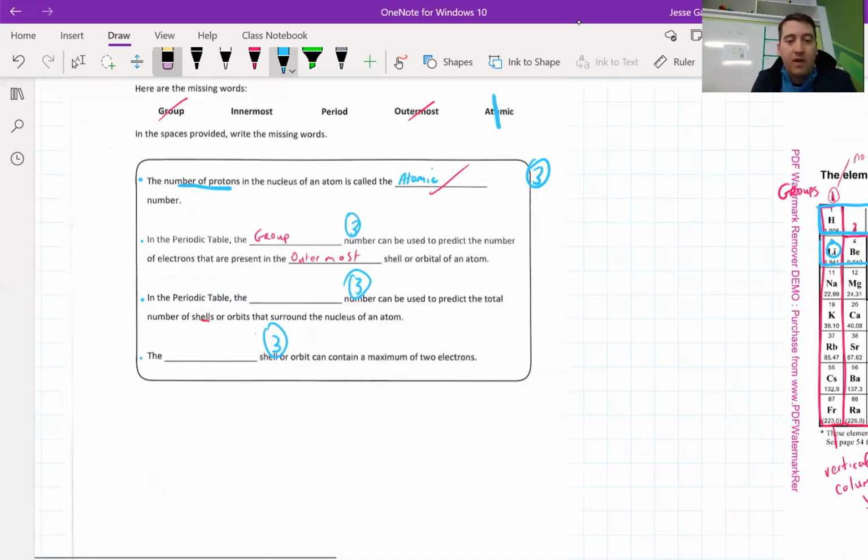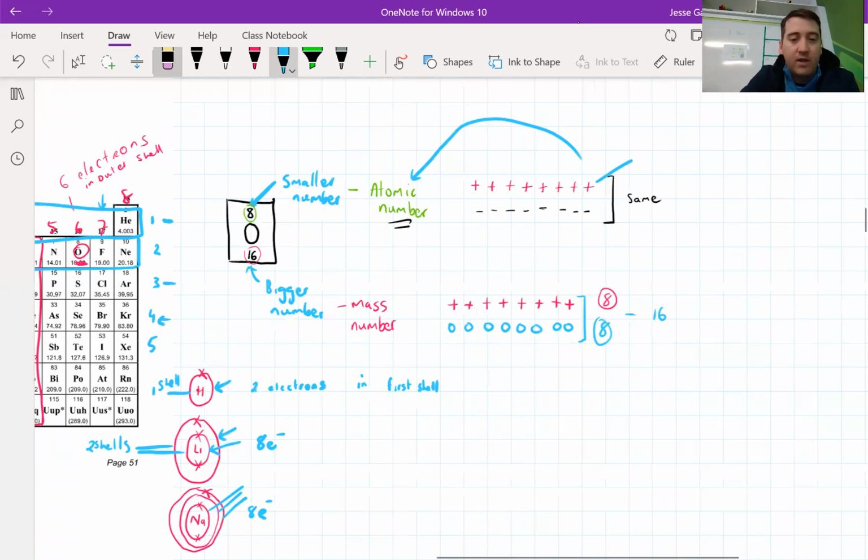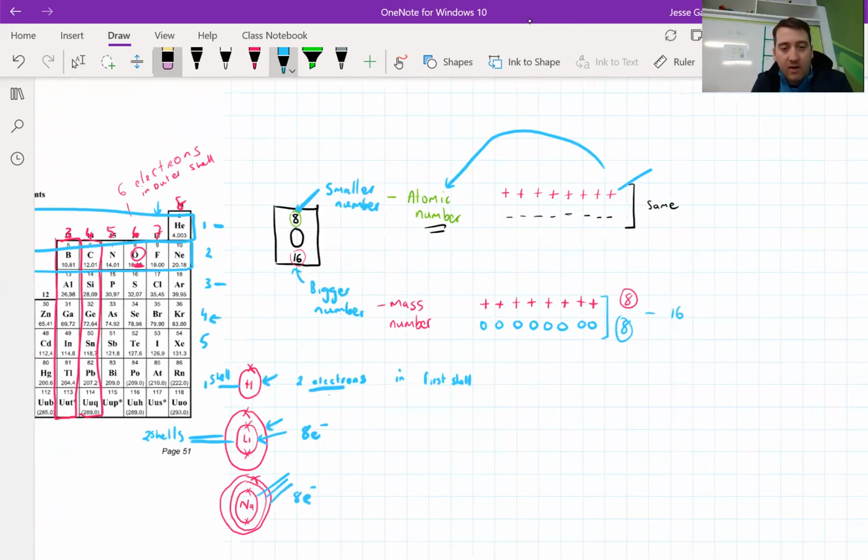So going back here, hopefully you've had a go at this. In the periodic table, the period number can be used to predict the total number of shells that surround an atom. And then last of all, we're left with the innermost shell, or the inner shell or orbit, can contain a maximum of 2 electrons. And that's what we were doing over here. We said 2 electrons in the first shell. Here, look, this is what we wrote. 2 electrons in the first shell, then 8 in the second, and 8 in the third, and so on.